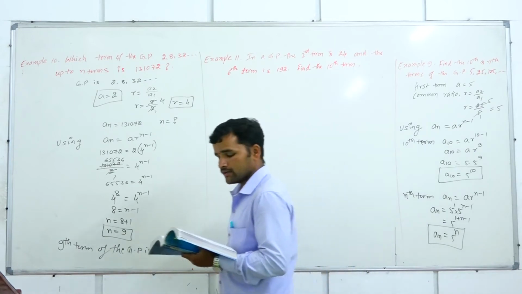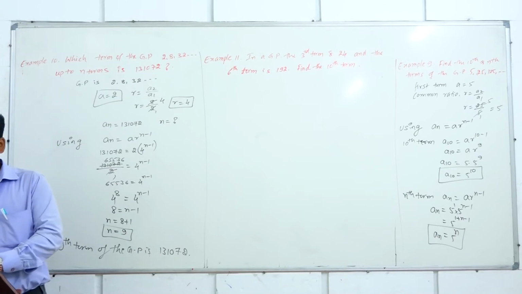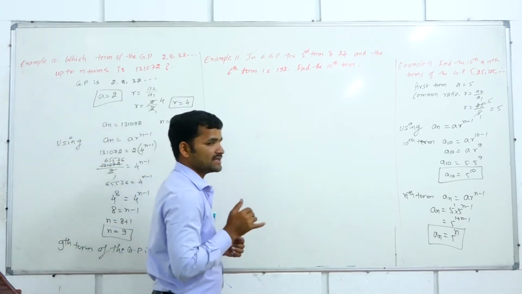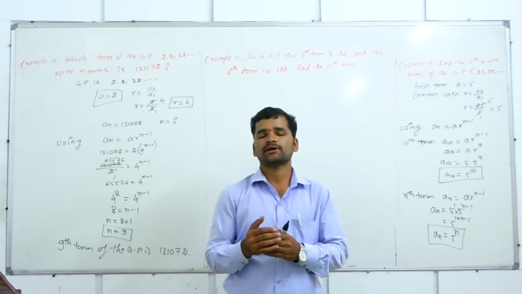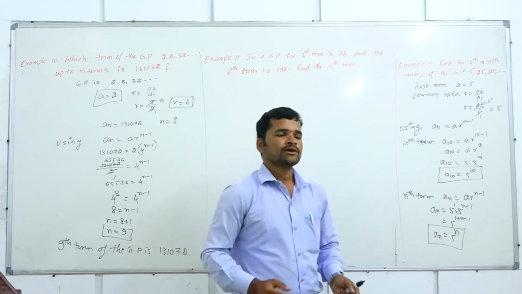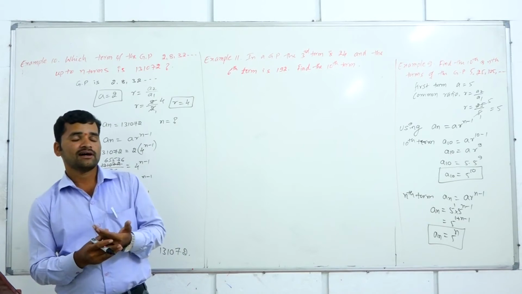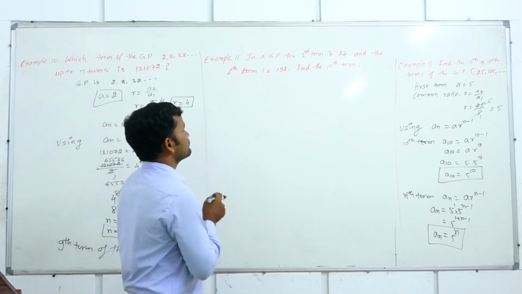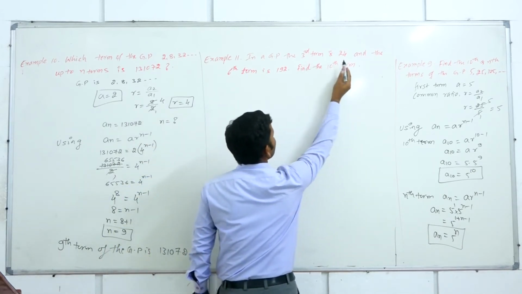Okay, our question is to find out the 10th term here. What will be A10? A10 is A into R to the power of 10 minus 1, means A into R to the power of 9. A and R are the two unknown quantities I need to calculate here. First of all, for that we will use the given data. What are the given data? Third term is 24.